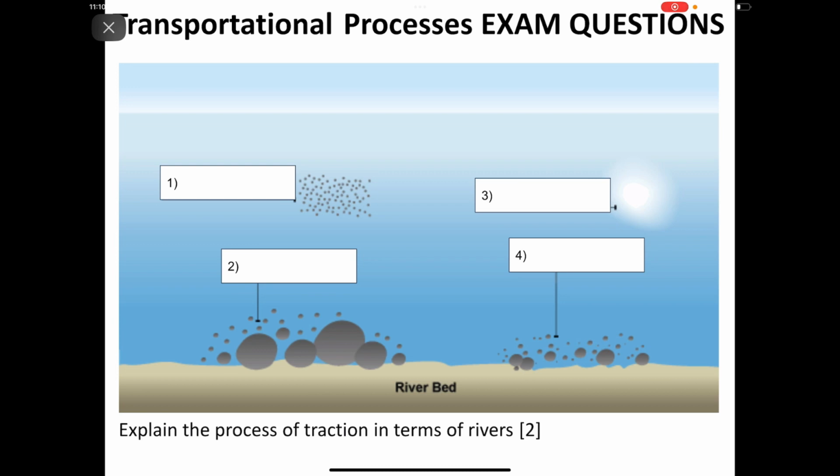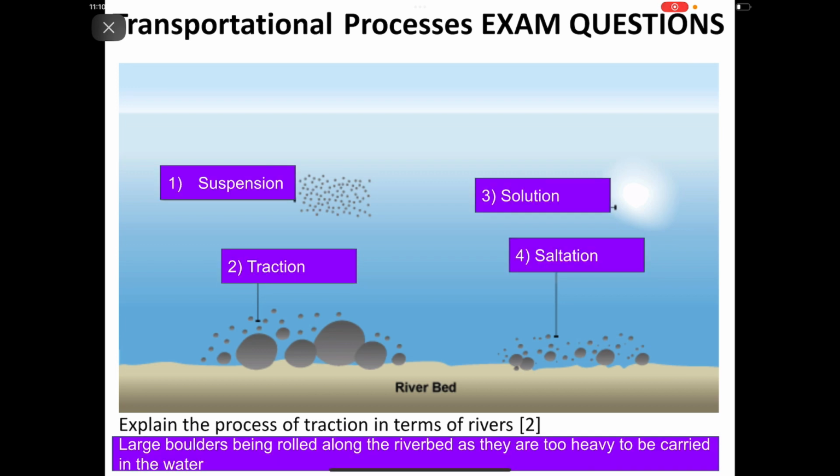Okay, let's have a look at some of these answers. For the first one, you've got suspension, because you are looking at the floating particles, like a bridge is on top of the water, it's the highest one. Then we've got traction, the large boulders being rolled. You didn't have to write an explanation, I'm just explaining it as I go. The large boulders rolling because they're too heavy. You've got solution, a little bit more difficult to see, but when you look at saltation, obviously this is saltation because of the somersaults, so you can put it down to process of elimination.